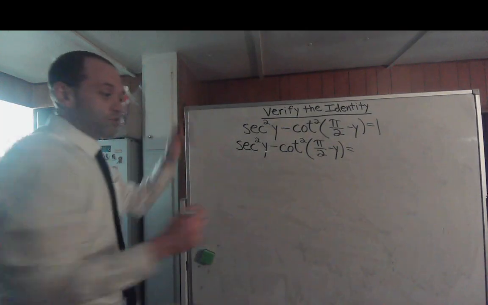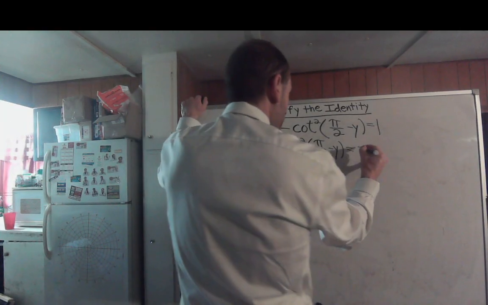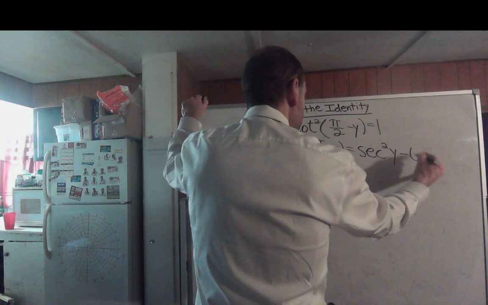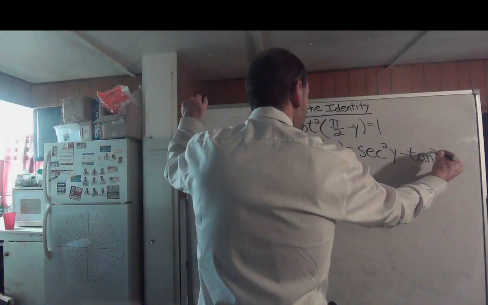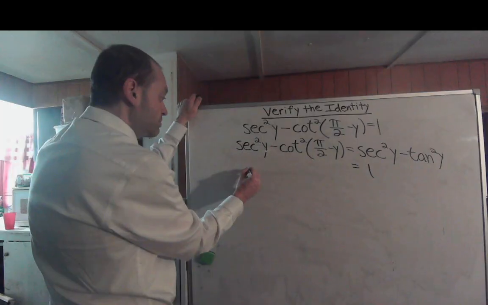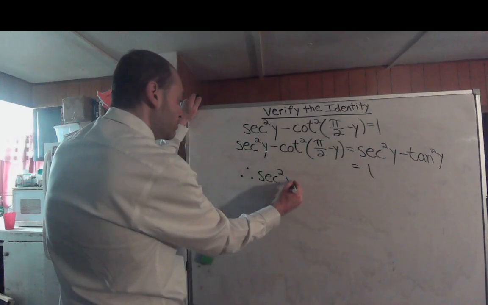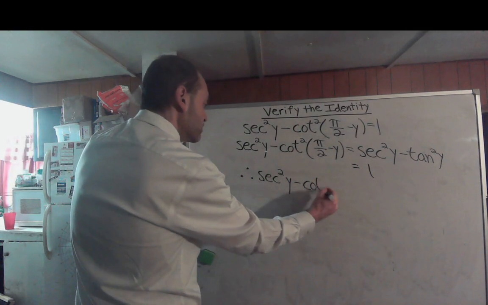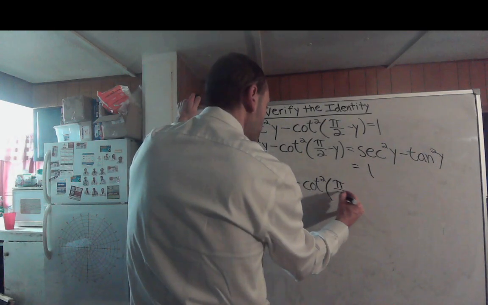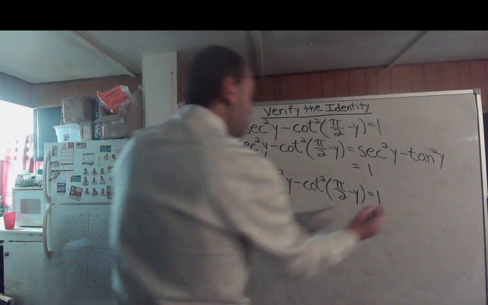Well, we have another cofunction identity on the cotangent. That would just turn into the tangent of y. So this would turn into the secant squared of y minus the tangent squared of y, which is better known as 1. So therefore, the secant squared of y minus the cotangent squared of the quantity of pi over 2 minus y is equal to 1.